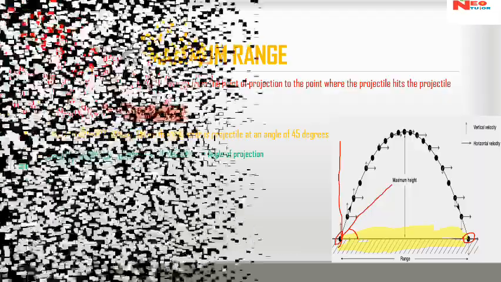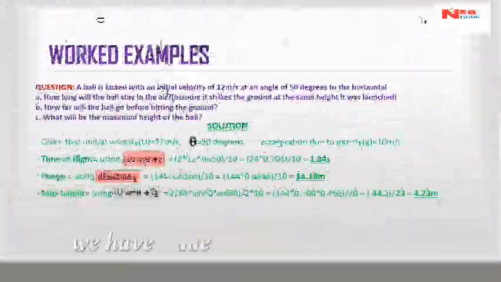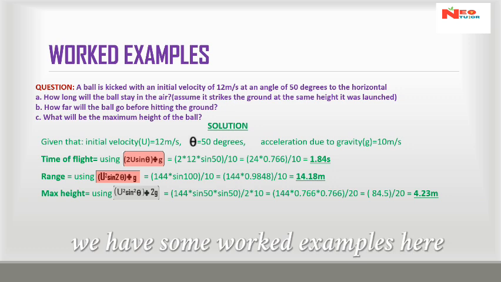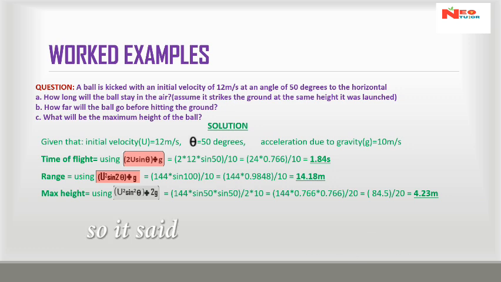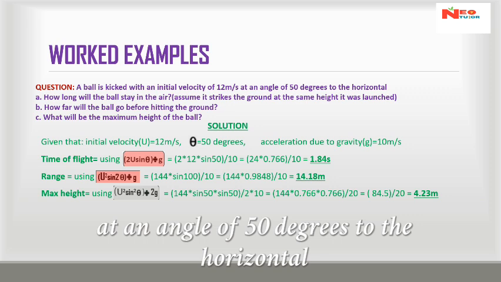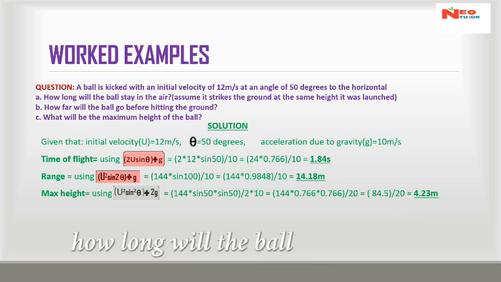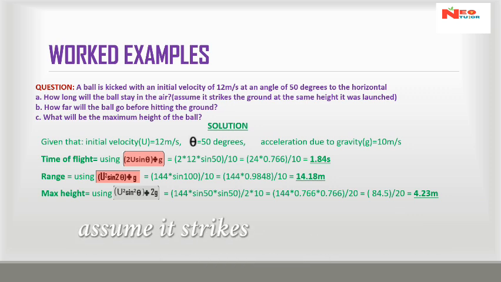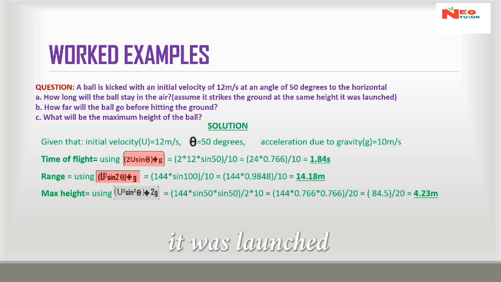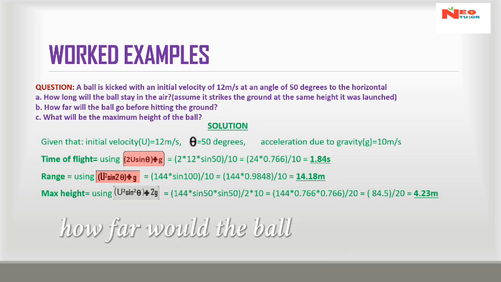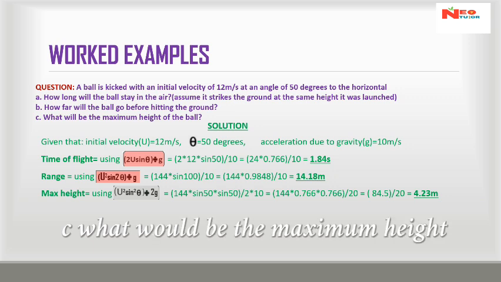Now we have some work examples here. Say a ball is kicked with an initial velocity of 12 meters per second at an angle of 50 degrees to the horizontal. A. How long will the ball stay in the air? Assume it strikes the ground at the same height it was launched. B. How far will the ball go before it hits the ground? C. What will be the maximum height of the ball?